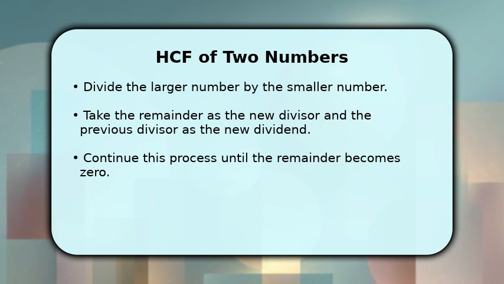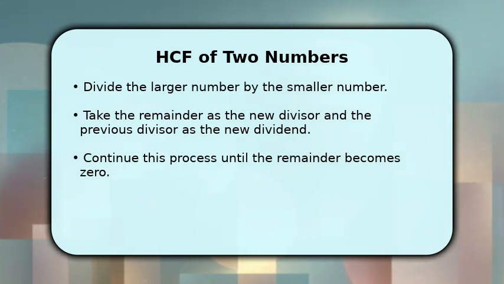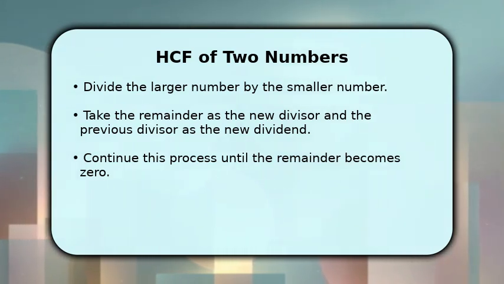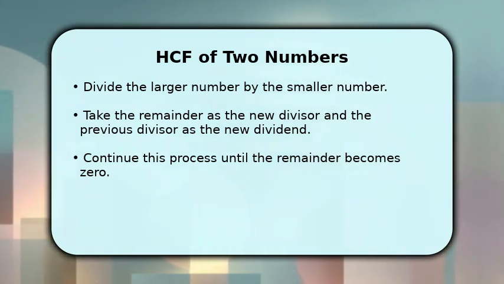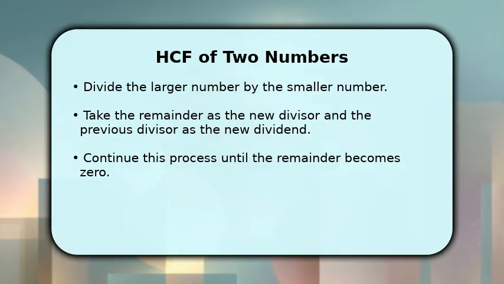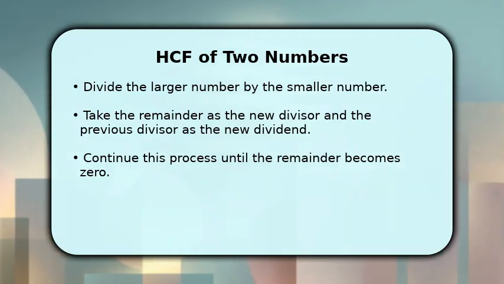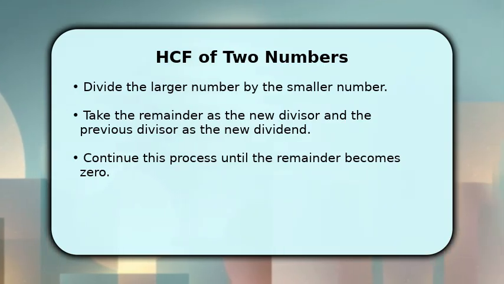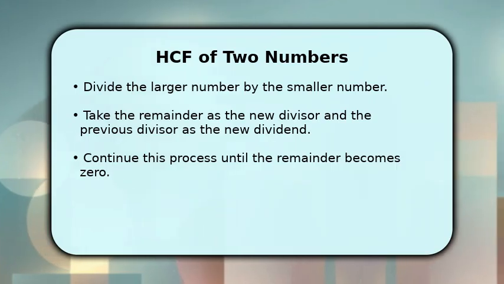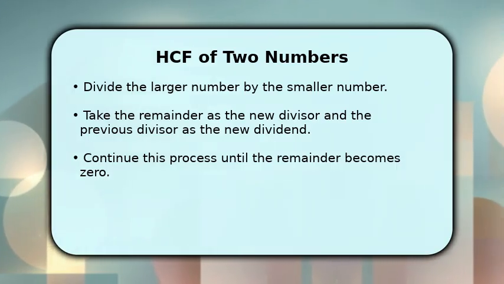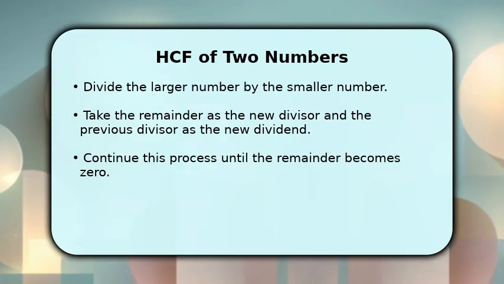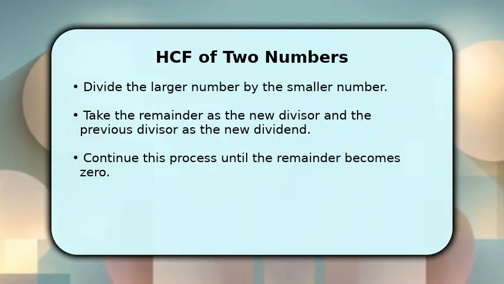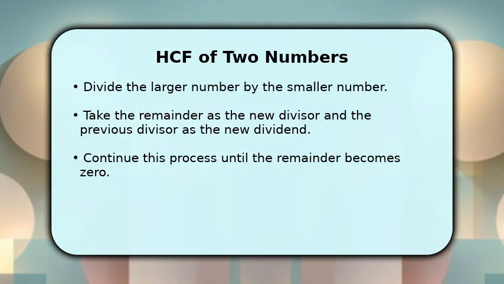Let's start with two numbers, say 24 and 36. First, divide 36 by 24, which gives a remainder of 12. Now, make 12 the new divisor and 24 the new dividend. Dividing 24 by 12 results in a remainder of 0. Since 12 was the last non-zero divisor, it is the HCF of 24 and 36. This systematic approach makes finding the HCF straightforward.